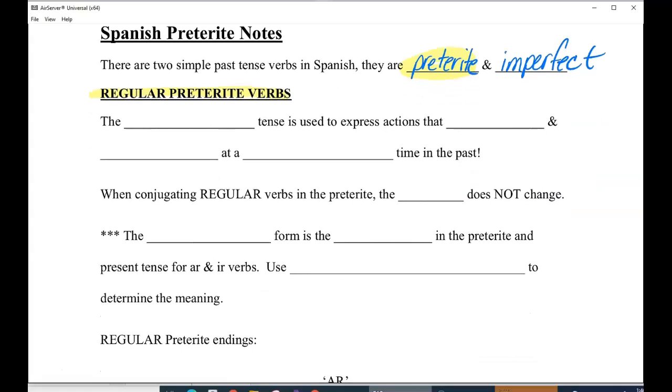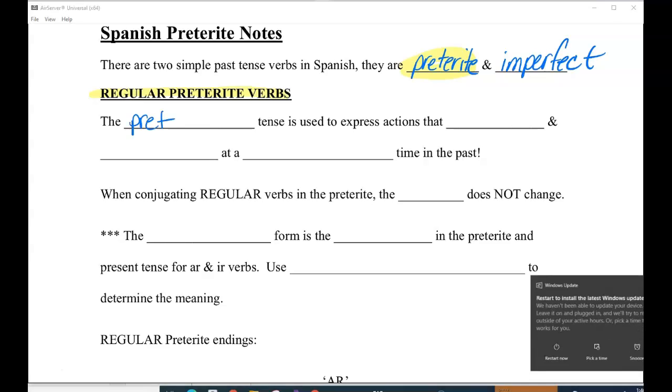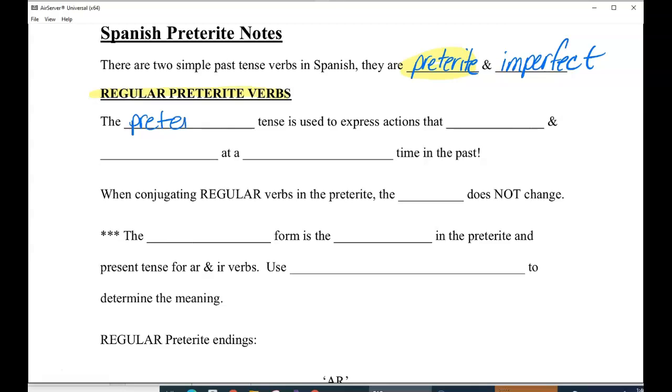The preterite tense is used to express actions that started and stopped at a specific time in the past. And it's this word right here, specific. We can actually mark in time when the action started and when it stopped.